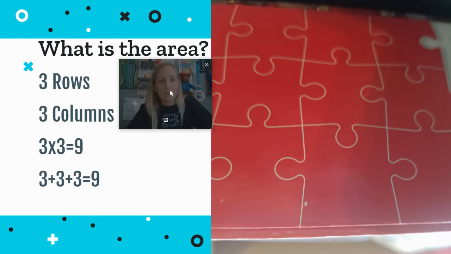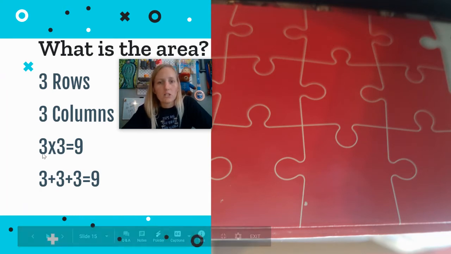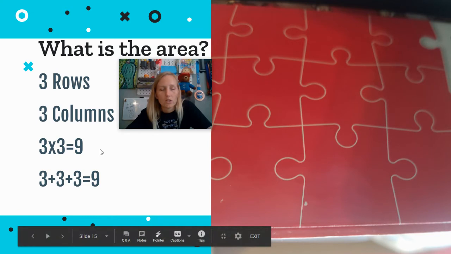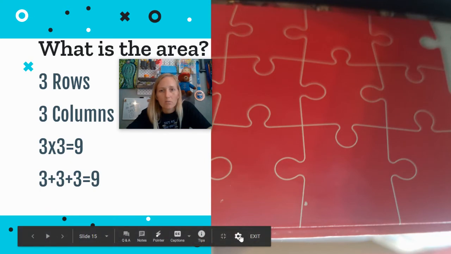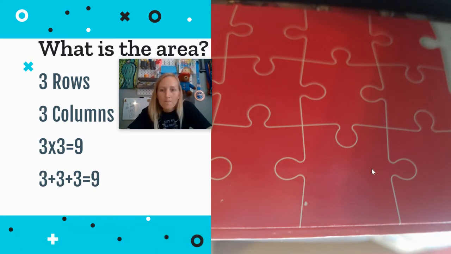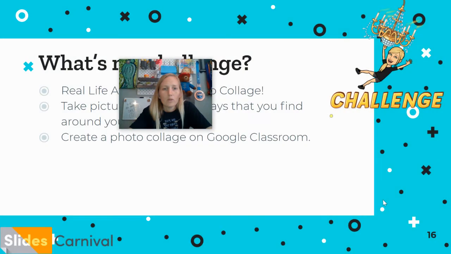All right, so this one we have 3 rows and 3 columns. 1, 2, 3, and we also have 3 columns. 1, 2, 3, going this way. So when we do our multiplication problem, we're doing our length times our width. So it's 3 times 3 equals 9. Or we can add those together, 3 plus 3 plus 3, which makes 9. So 3 this way, 3 plus 3 would be 6, plus 3 more would make 9, okay? Or you could do the 3, 3, and 3 this way, too, on our rows.